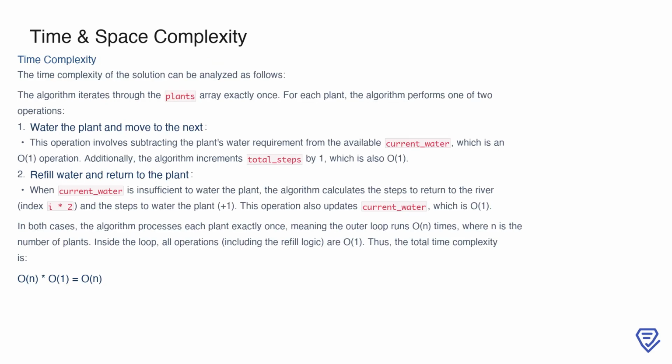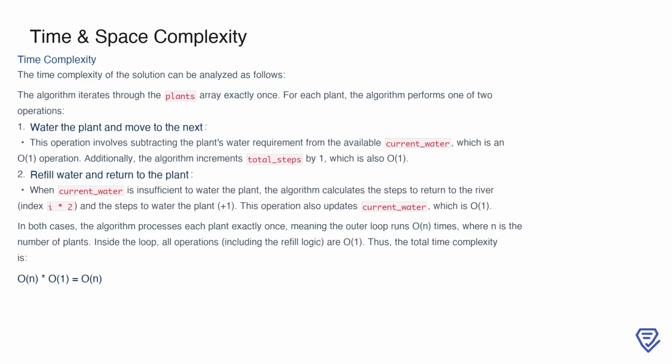To analyze the time complexity of this solution, let's break it down step by step. The algorithm iterates through the plants array exactly once. For each plant, it performs one of 2 operations. The first operation is watering the plant and moving to the next one. This involves subtracting the plant's water requirement from the current water supply, which is a constant time operation, or O(1). Additionally, it increments the total steps counter, which is also O(1).